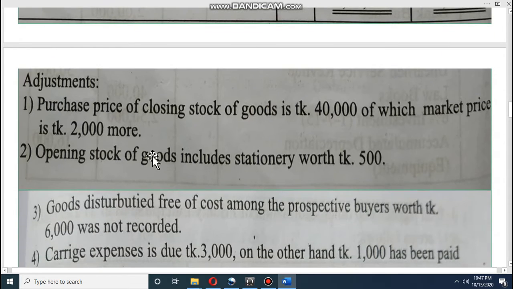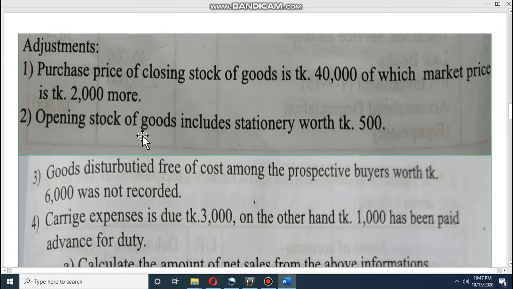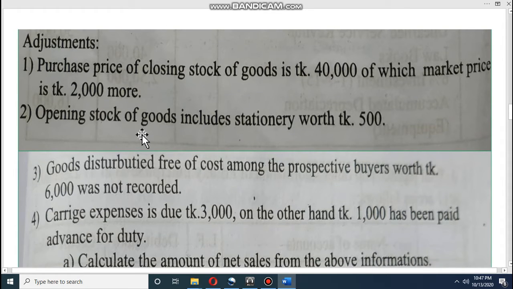Look at this adjustment. Yes, we have the closing stock 40,000, which market price is 2,000 more. Dear student, all of you know that we are doing accounting in conservatism principle. That means we have to follow conservatism principle as per accounting rules. The conservatism principle says that whatever the closing stock values, we have to record the lesser value. So 40,000 and market price is 2,000 more, that means 42,000. So we will record 40,000. That means we have to subtract 40,000 as closing stock.